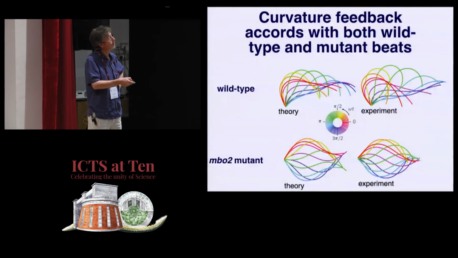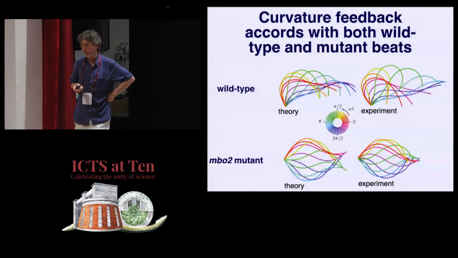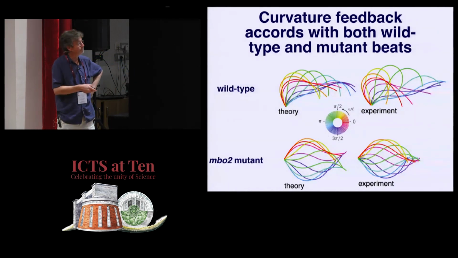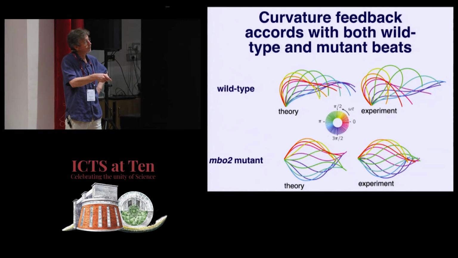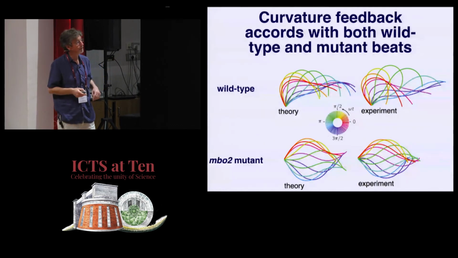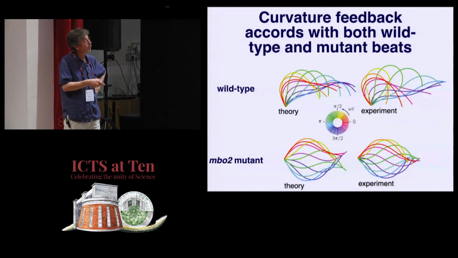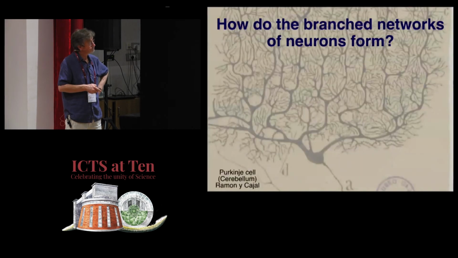And the bottom line is that this curvature feedback can give us predicted shapes which match very well with the experimentally measured shapes. And we can do this in wild-type cells. We can also do this in, for example, mutant cells that have got symmetric beats, and we can change a lot of other parameters as well. So this is really a very well tested theory, and this curvature feedback works very well.